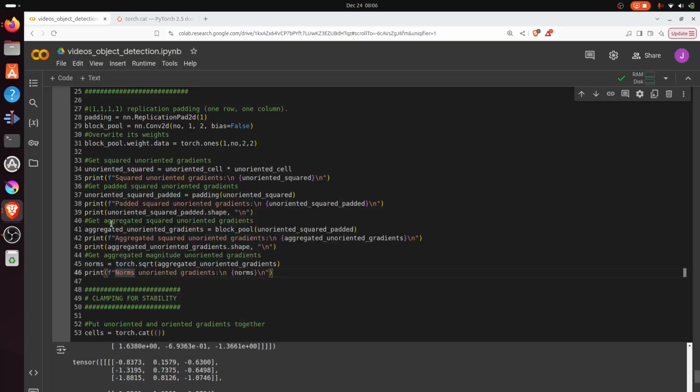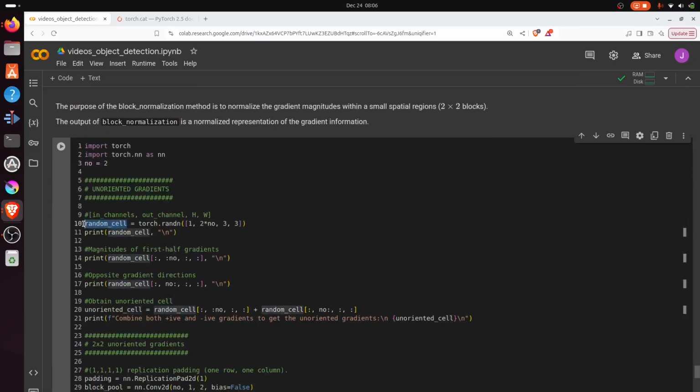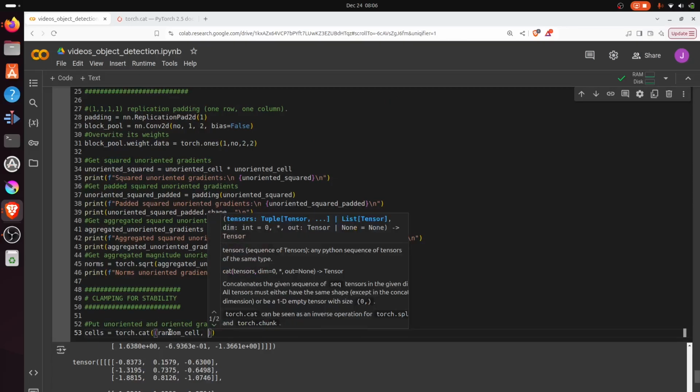So we had the original tensor, say, which was up in here. These are random cells, because remember that this tensor was the tensor that we started with, and we're going to concatenate this one, because remember this one is the oriented tensor, in the sense that it contains the oriented gradients, right? And now we need to concatenate it with the unoriented.